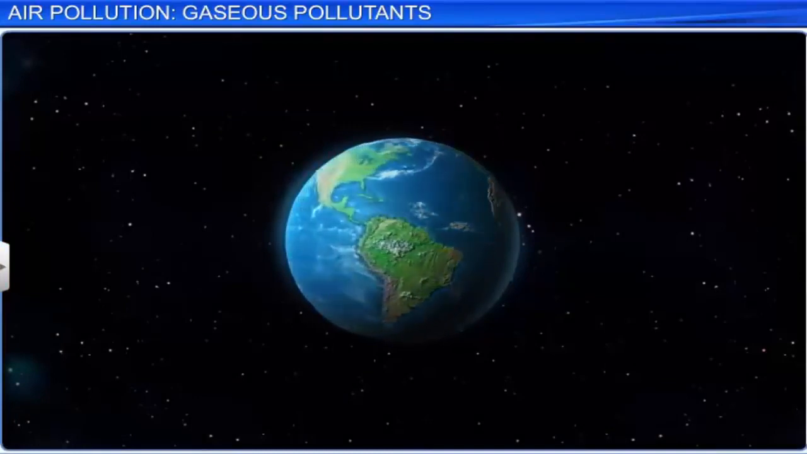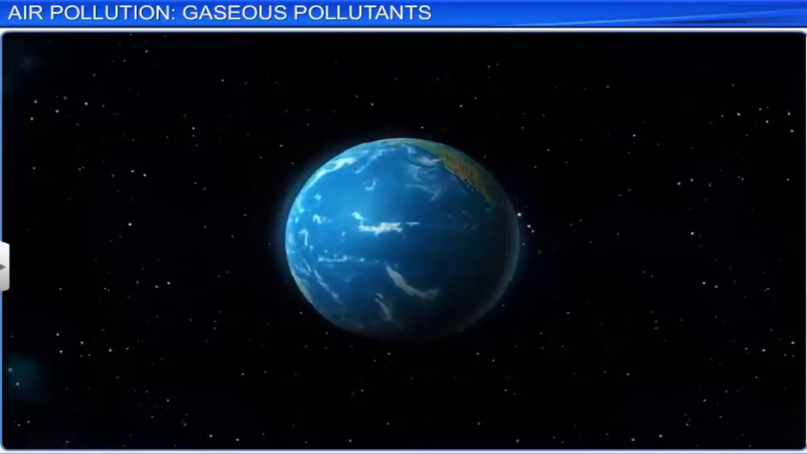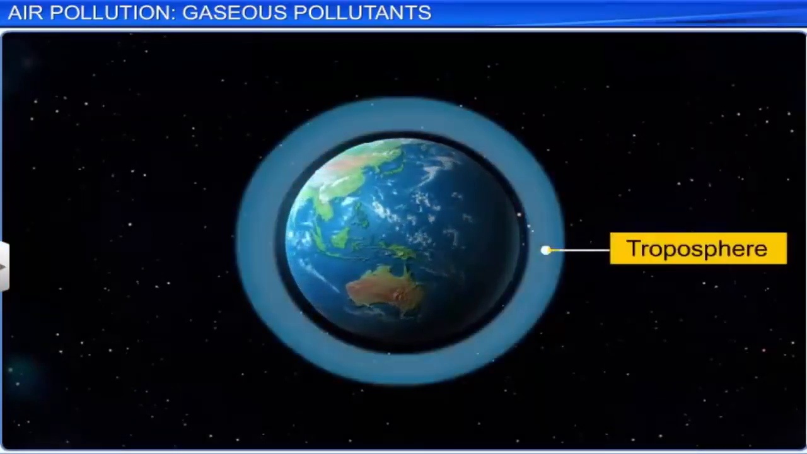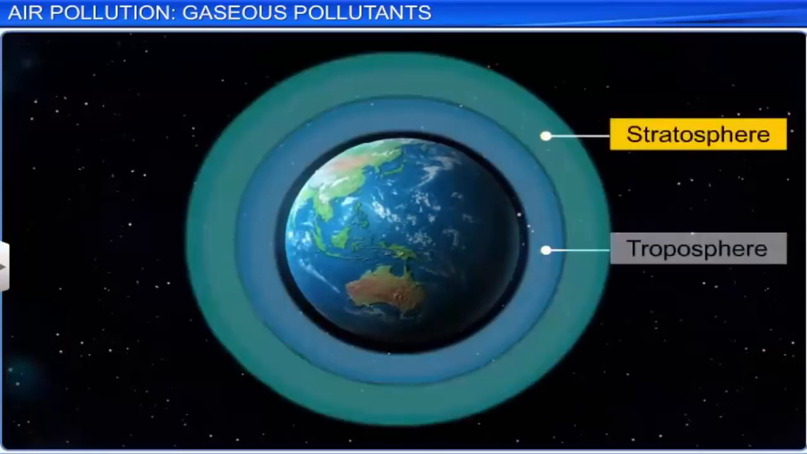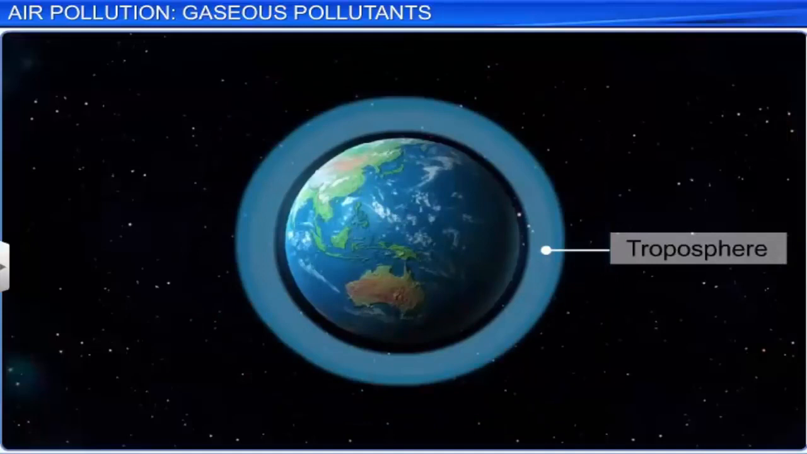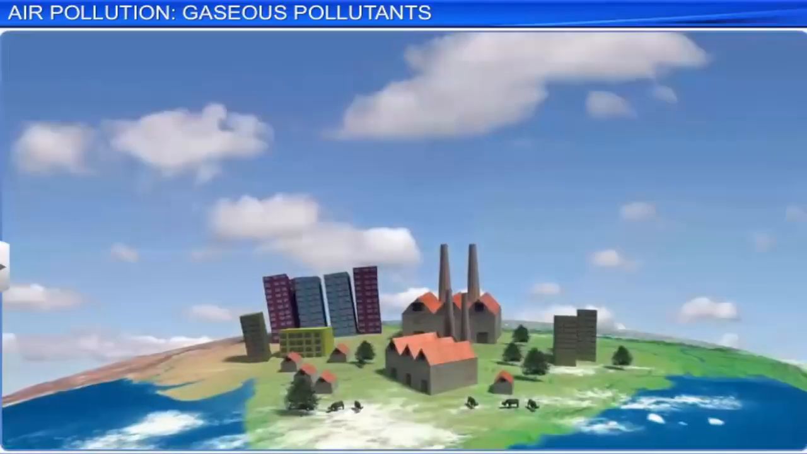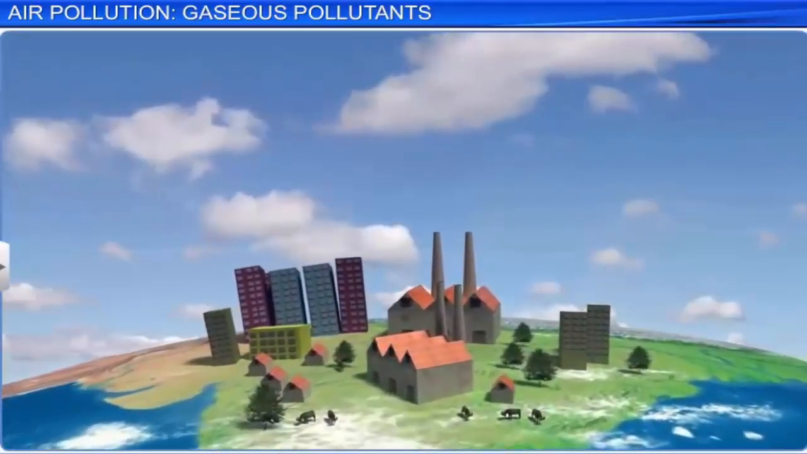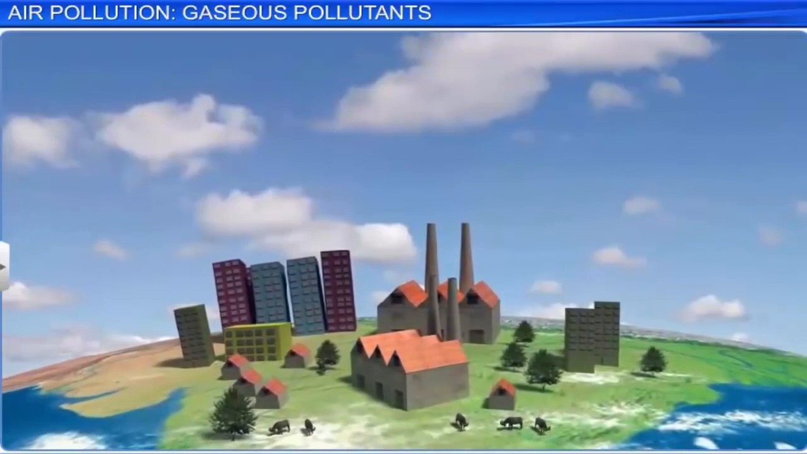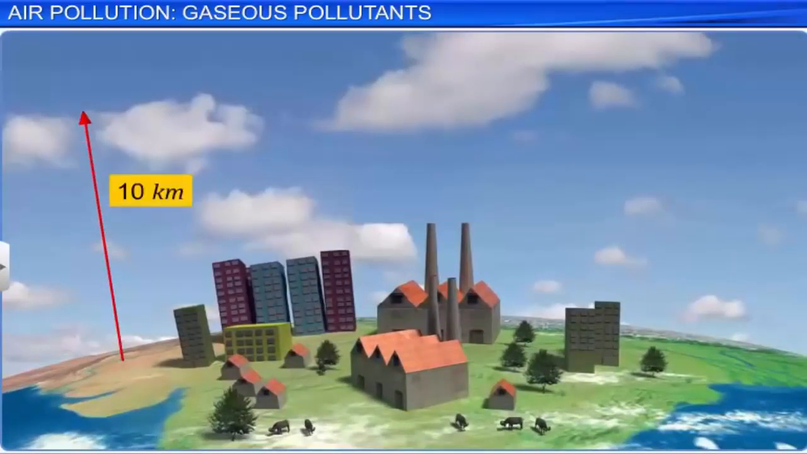Air pollution takes place in two different layers of the Earth's atmosphere, the troposphere and the stratosphere. In this module, we will discuss the pollution in the troposphere. The troposphere is the lowest region of the Earth's atmosphere in which living organisms live. It extends up to 10 kilometers above sea level.